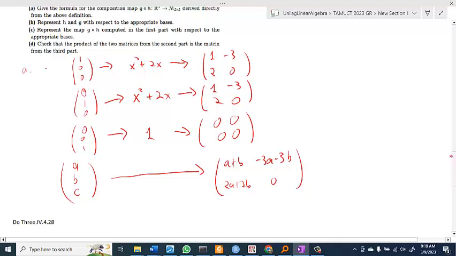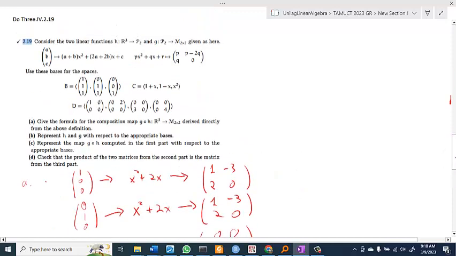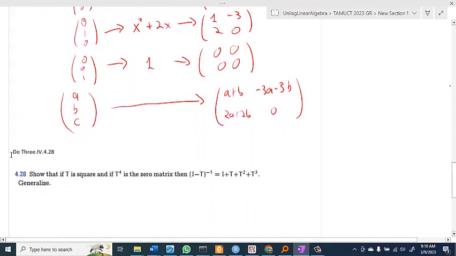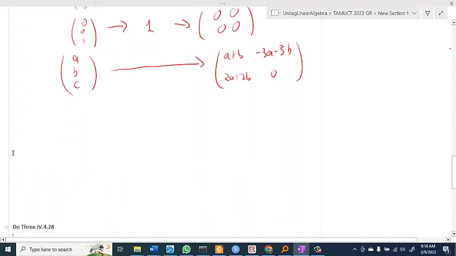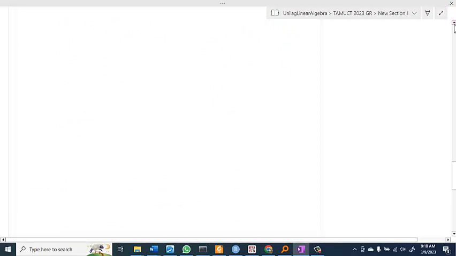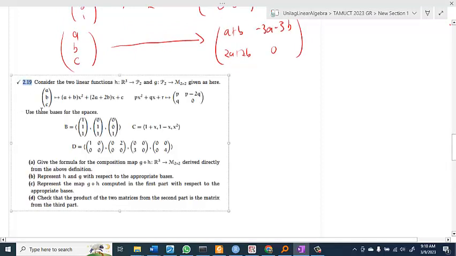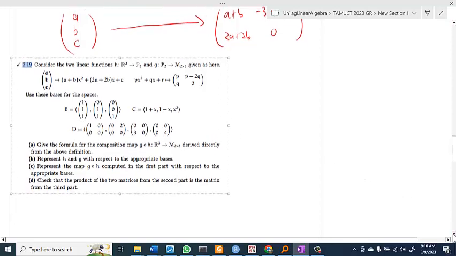Let's look at B. So it says represent H and G with respect to the appropriate bases. All right, so I'm probably going to have to copy this again. Let me take this and copy it again. I'm going to have to make myself a lot more space. Right, so now I'm on part B, represent H and G with respect to the appropriate bases. Okay, so how would I do that?